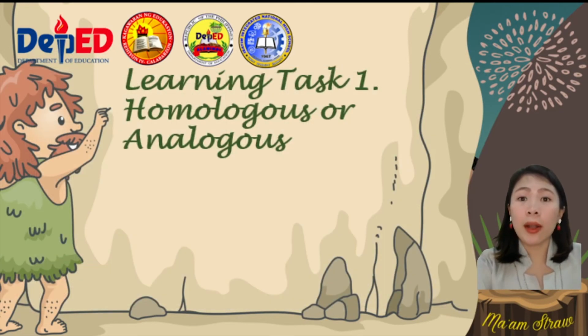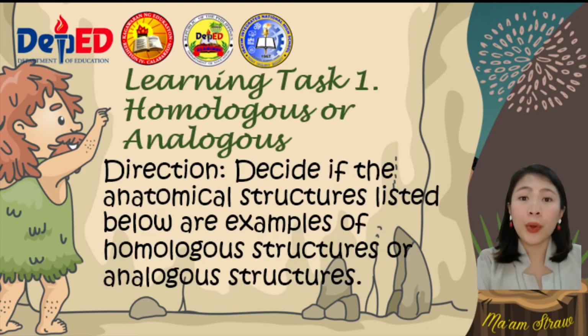It shows the differences of amino acids of humans from the other organisms. Let's have our learning task number 1. Homologous or analogous. You are going to decide whether the anatomical structures listed are examples of homologous structures or analogous structures.